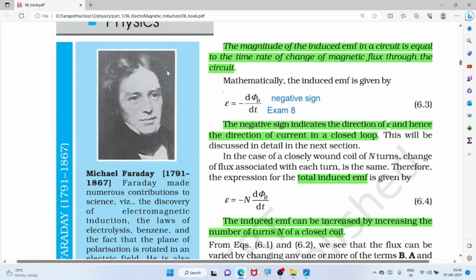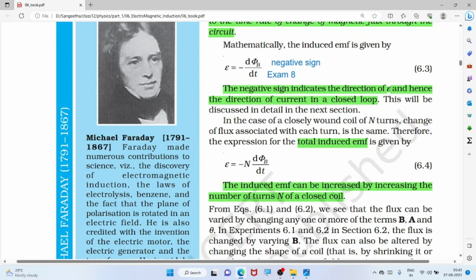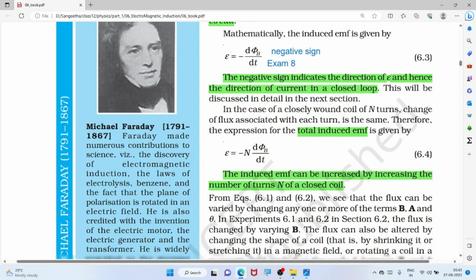This is Faraday's law of induction. The magnitude of the induced EMF in the circuit is equal to the time rate of change of magnetic flux through this circuit. So induced EMF is the rate of change of flux over time. This negative sign is important. It indicates the direction of the induced EMF and hence the direction of the current. The EMF is induced in such a way that it opposes the original magnetic field change that caused this induced current.